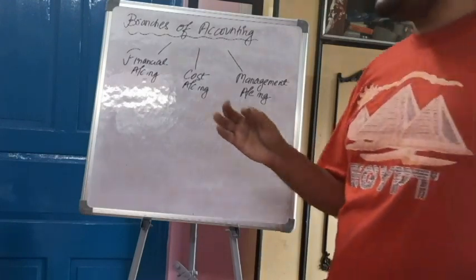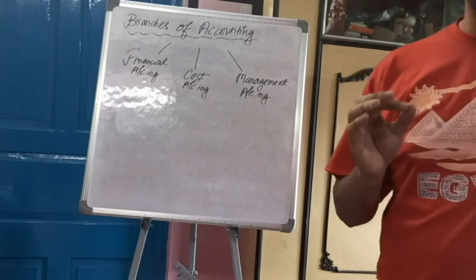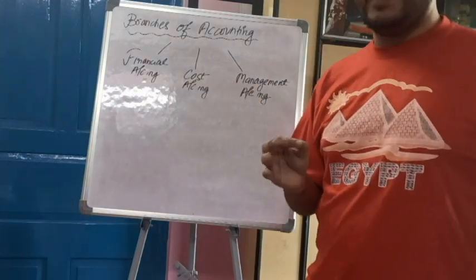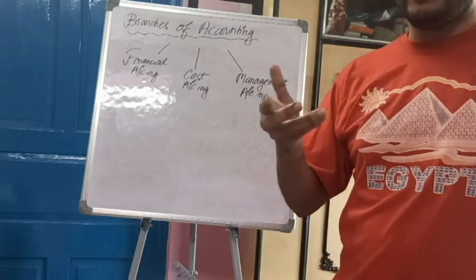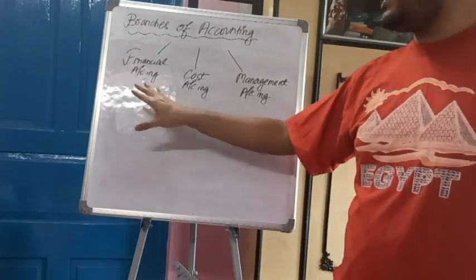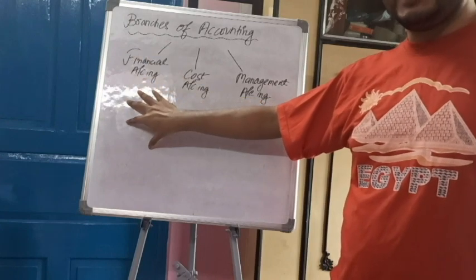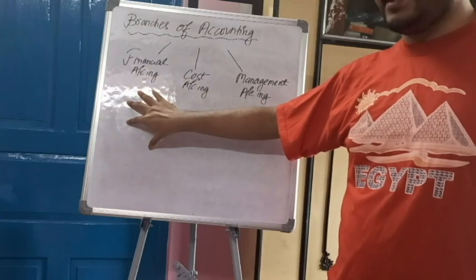What does financial accounting see? Financial accounting sees what is the profit and loss during the whole year. During the whole period, a 1 year period of time, what is the profit and loss? Financial accounting ascertains that part.